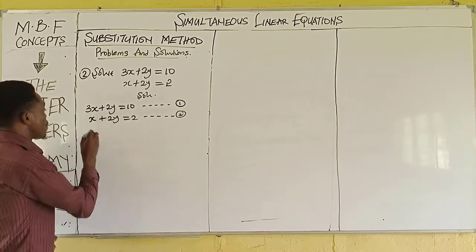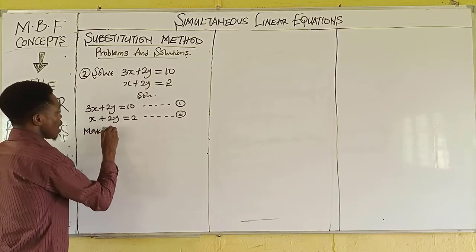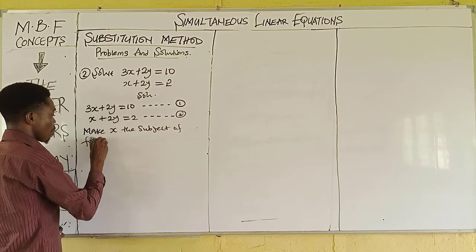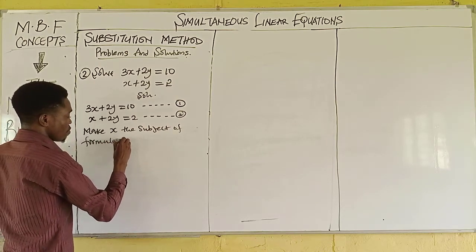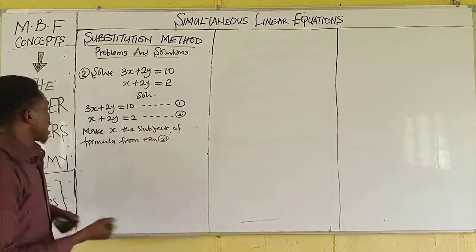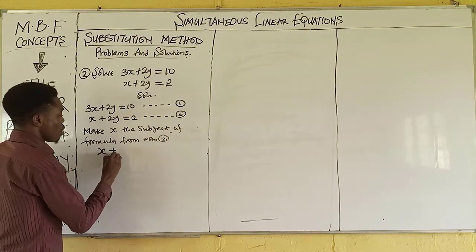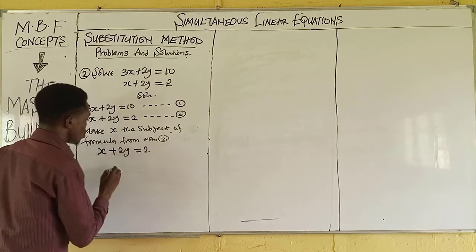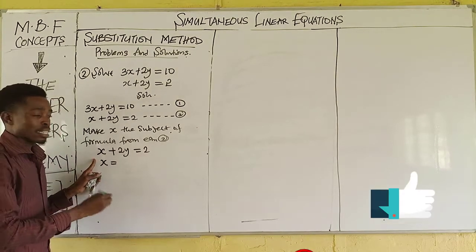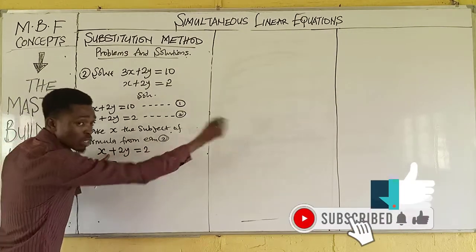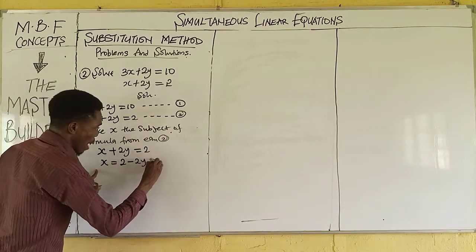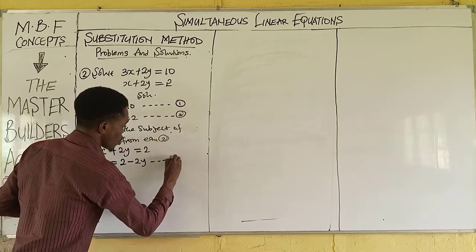So here now, we'll now make x the subject formula from equation 2. Now, in this case, I put down my x plus 2y is equal to 2. So to make x the subject formula, it means only x should be the term at the left hand side. So I will have to take plus 2y to the right hand side. And when plus 2y crosses, it becomes minus 2y. This would have given us equation 3.